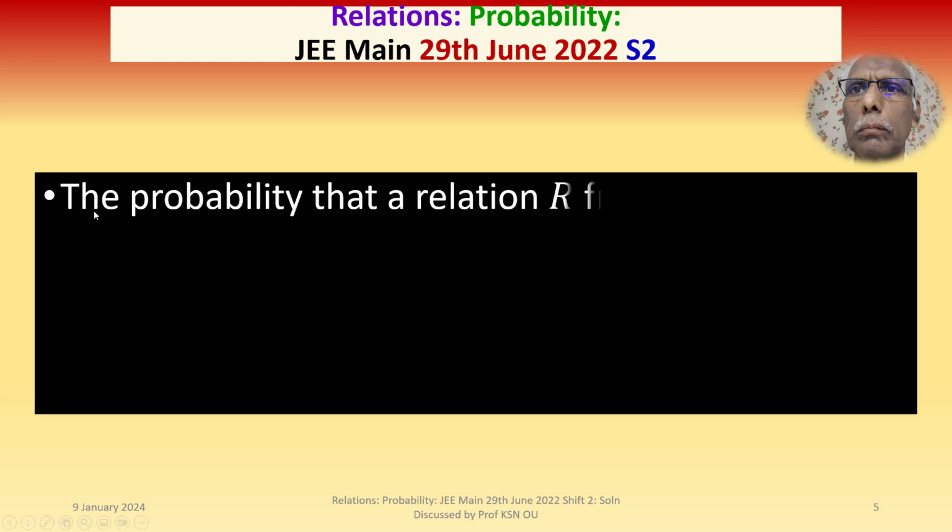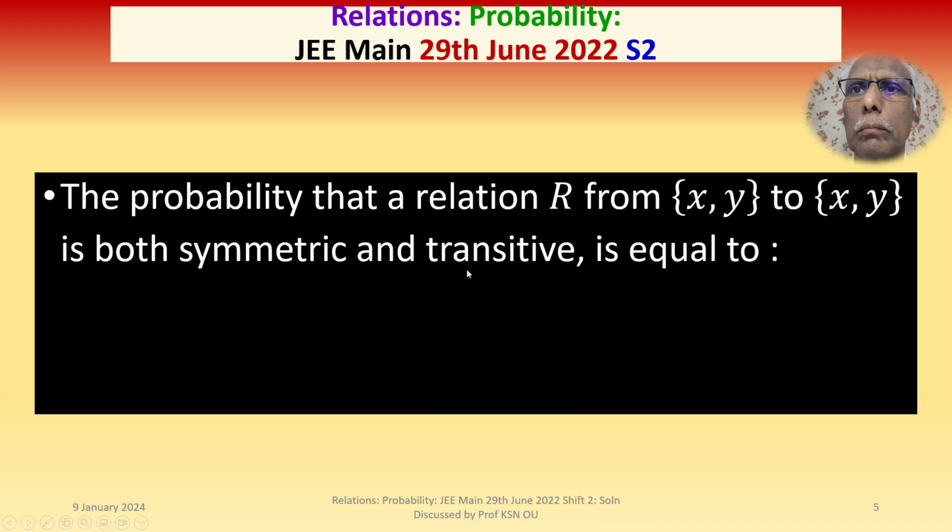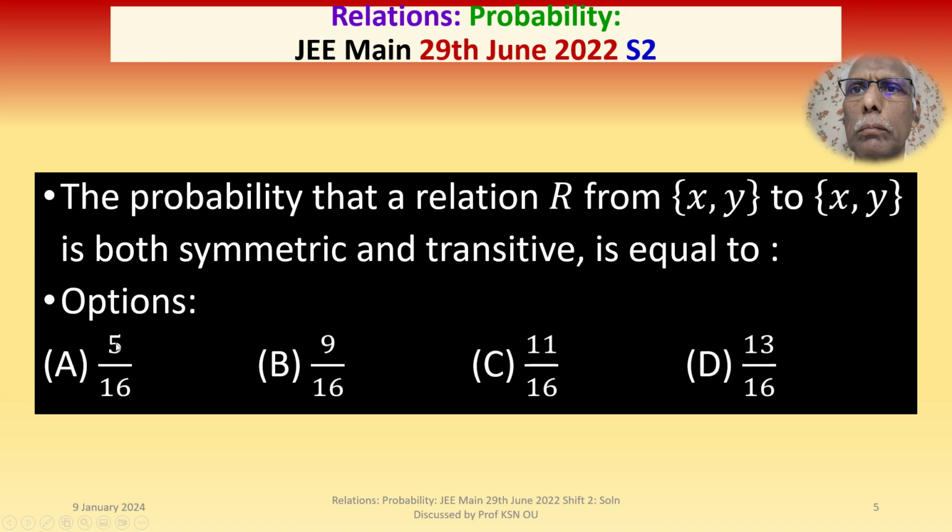The given question is: the probability that a relation R from a set consisting of two elements x, y to itself is both symmetric and transitive is equal to. We are given four options. Option A, 5 by 16. Option B, 9 by 16. Option C, 11 by 16. Option D, 13 by 16. So we are required to find the probability that a relation R from the set consisting of two elements x, y to itself is both symmetric and transitive.